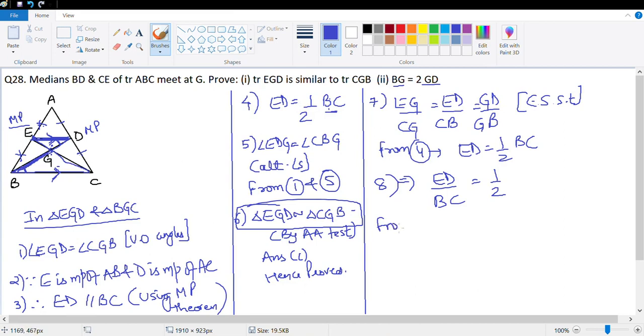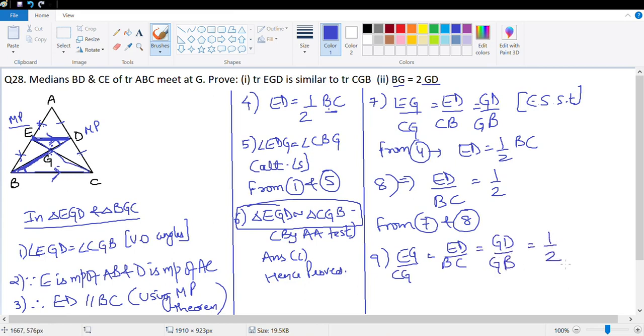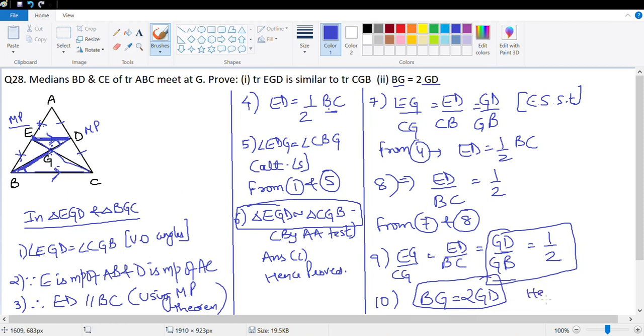So from 7 and 8, if I combine this, I get EG upon CG is equal to ED upon BC is equal to GD upon GB equal to 1 upon 2. We want BG and GD. Between BG and GD, we combine this, and what we get is BG is equal to 2 times GD. Hence proved. This is the answer to part 2.